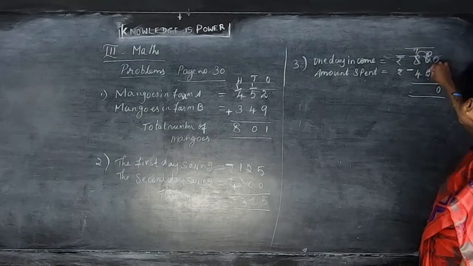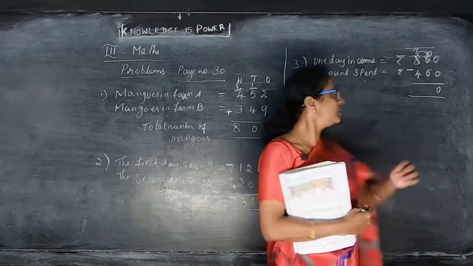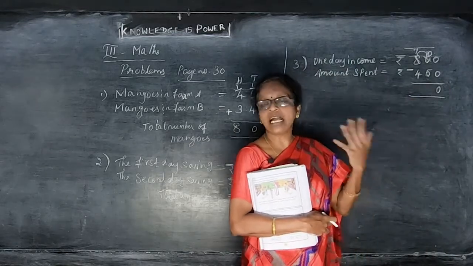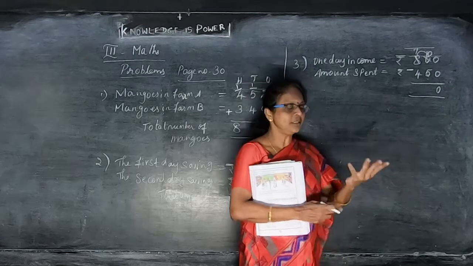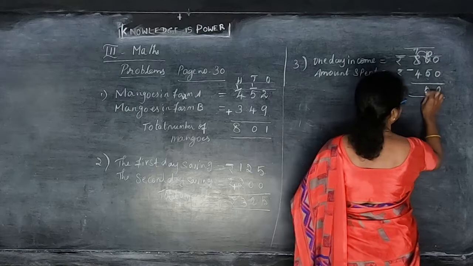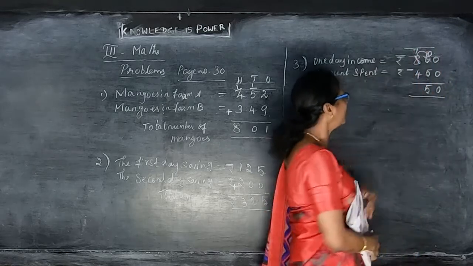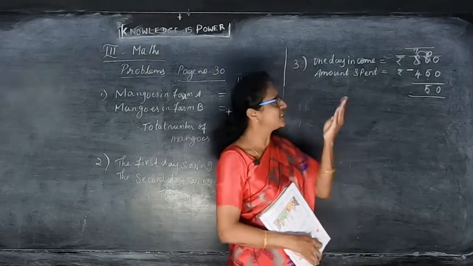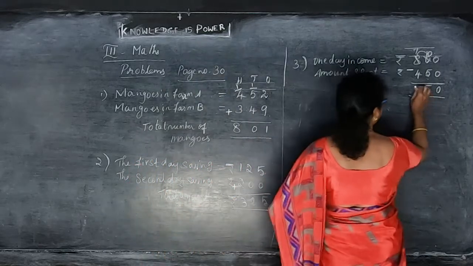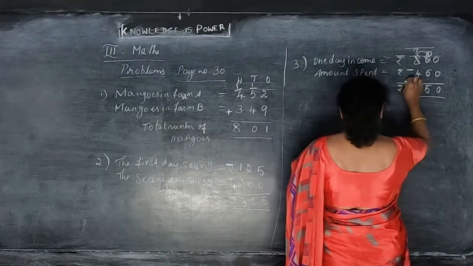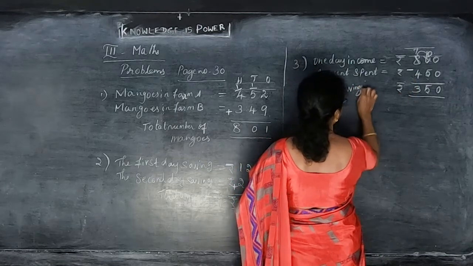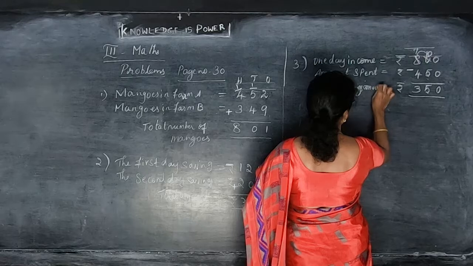Now 10 minus 5. What I told you? The number down is 5. So take the 5 fingers and say before 10, 9, 8, 7, 6, 5. You put 5. Then here 7 is there and here 4 is there. So take the 4 fingers and say before 7, 6, 5, 4, 3. So that gives you 350. So the remaining amount is the savings amount. The remaining one is the savings amount. So like this you have to write the statement.